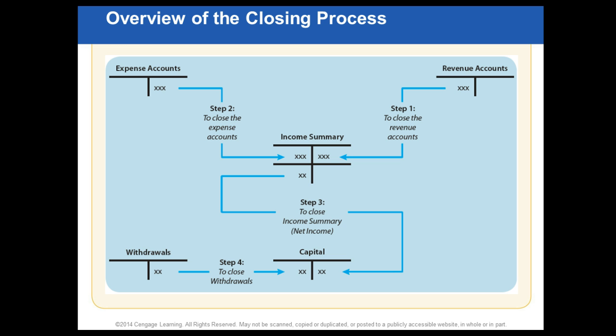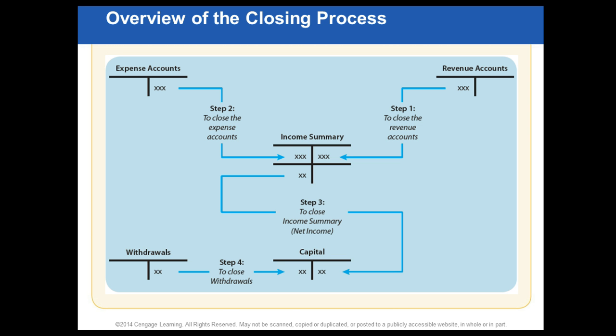You know how we have always said net income increases capital? Well, that's how we're increasing our capital ultimately, is we are going to wipe out this temporary account called income summary by debiting it, and we would credit capital to increase it. The other thing we say a lot is withdrawals decrease our capital.